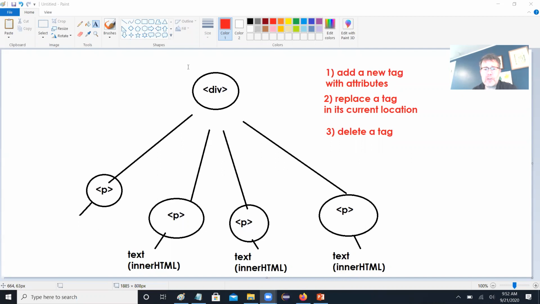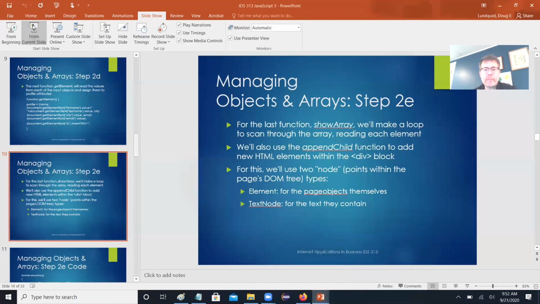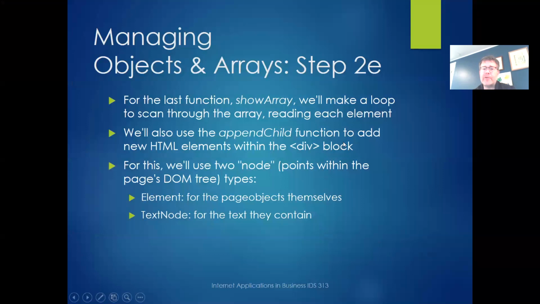Okay, so this is our structure. And when we use the append child, we can modify the structure. That's the key takeaway. Okay. So we can use the append child function to add new HTML elements within the div block. And there's going to be two node types. So the first one, element. The element is the page objects themselves. So in our tree example we had a second ago, that was all the paragraph tags. And the text node, that's going to be the text they contain, right? Our inner HTML attribute. So there's a couple of different types of nodes we're going to do.